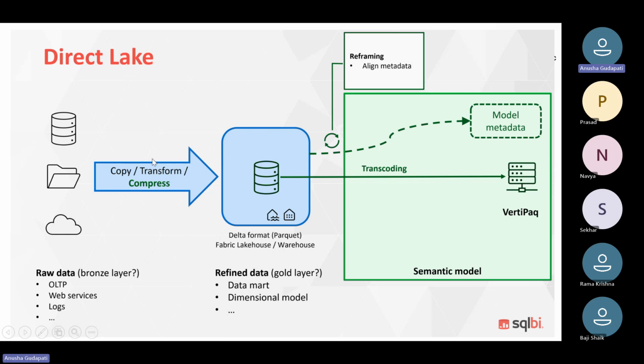Here in direct lake, if Power BI has to read the data from a particular, say, table, instead of fetching it from the semantic model, it will directly fetch it from the delta tables in OneLake. And this is done without importing or duplicating the data into the semantic model. So that means there is still no data in the semantic model. It goes and fetches the data from the delta tables. This approach basically eliminates the need for refreshes entirely.